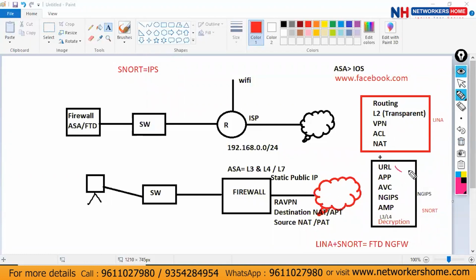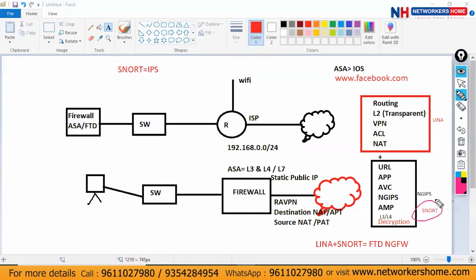I can go for URL filtering. I can go for application filtering. I can go for application visibility control. I can do content filtering. I can do advanced malware protection. I can even filter the packets based on layer 3, layer 4. I can do a decryption. So all these features combined together, we call it NGIPS instead of saying Snort. So what is the role of Snort? If they ask you, you can tell.